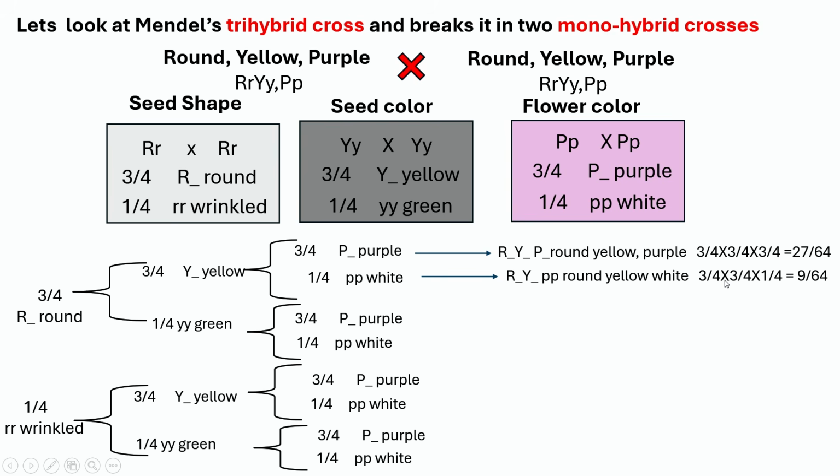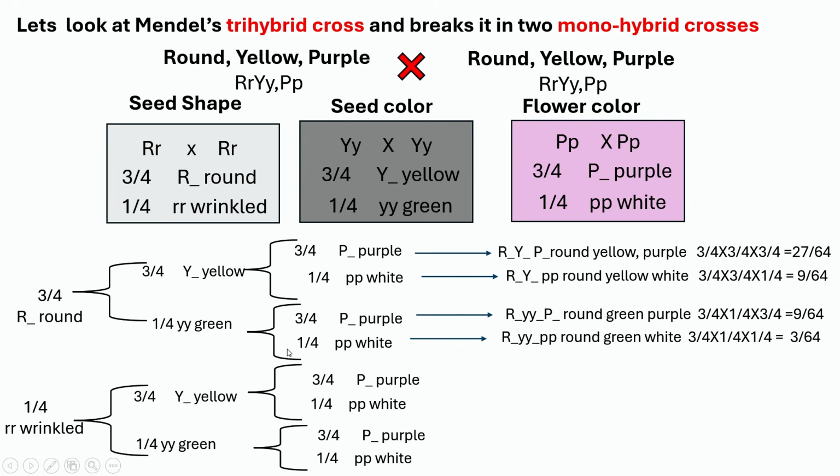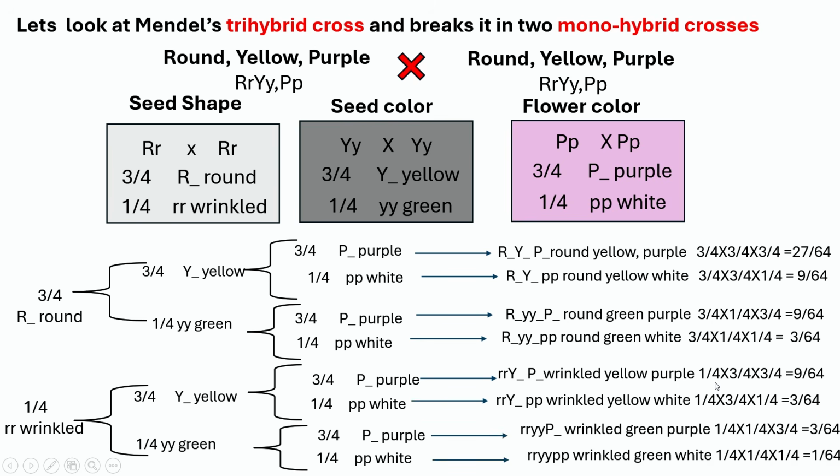So 3 by 4, 3 by 4, 1 by 4, 9 by 64. Similarly for green, 3 by 4 for round, 1 by 4 for green and 3 by 4 for purple, and what is going to change is these two remain same and 1 by 4 for white, and that is how you can solve it for all the combinations, and then you will learn what are the phenotypic probabilities of getting individual combinations.